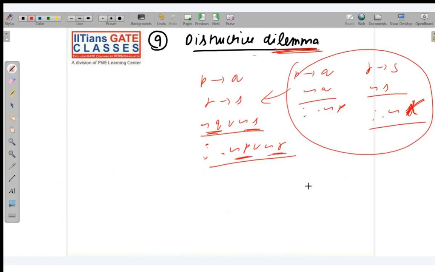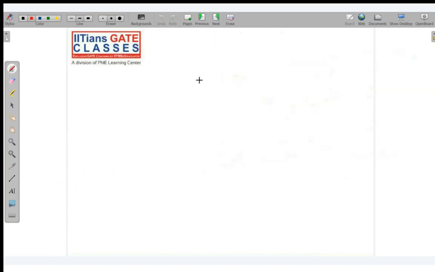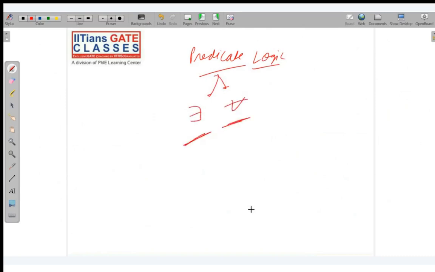I'm not going into examples, it will simply waste our time. So this is all about rules of inference. So we have now successfully completed propositional logic. In the next lecture, we will start predicate logic. We will first tell you what exactly a predicate is, and then we will start predicate logic. You know there exists and for all. We will study these quantifiers in the next class.